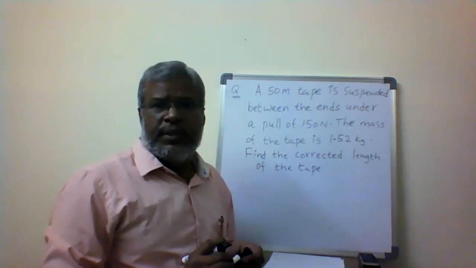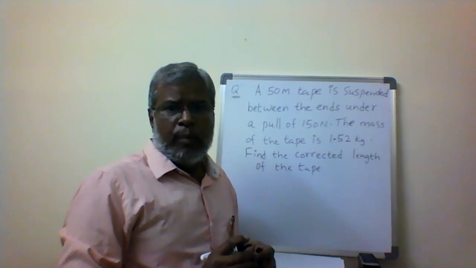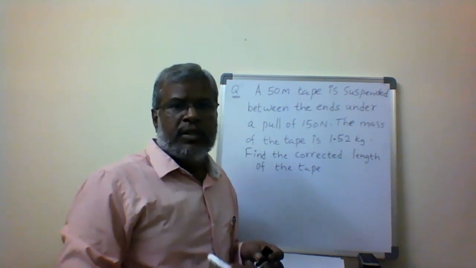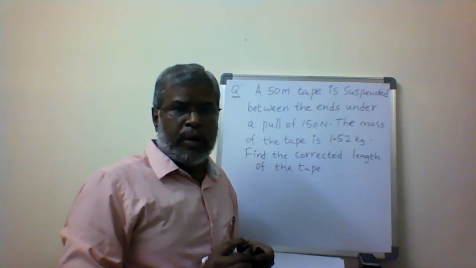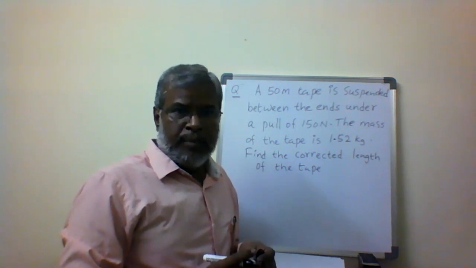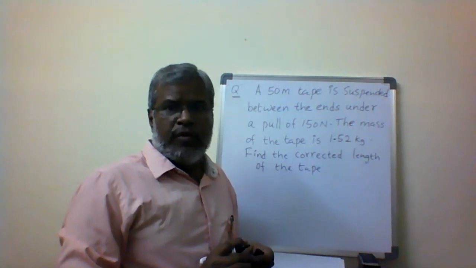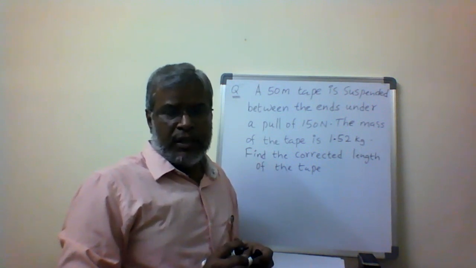A 50-meter tape is suspended between the ends under a pull of 150 newtons. The mass of the tape is 1.52 kg. Find the correct length of the tape. So here the problem is very simple. It is suspended between the two ends, which means we are going to apply the sag correction. Sag is going to occur because it is a 50-meter tape, a distance of more than 30 meters.